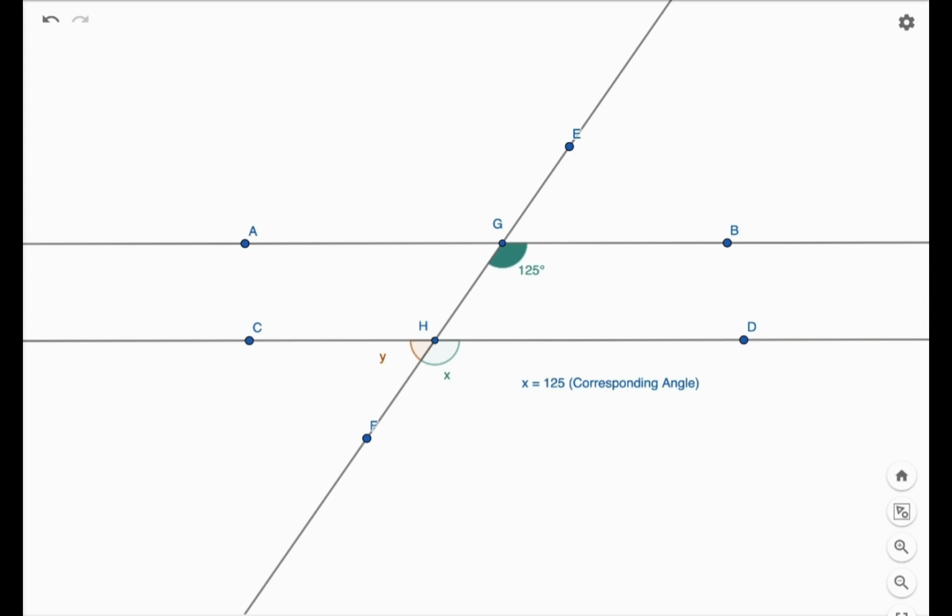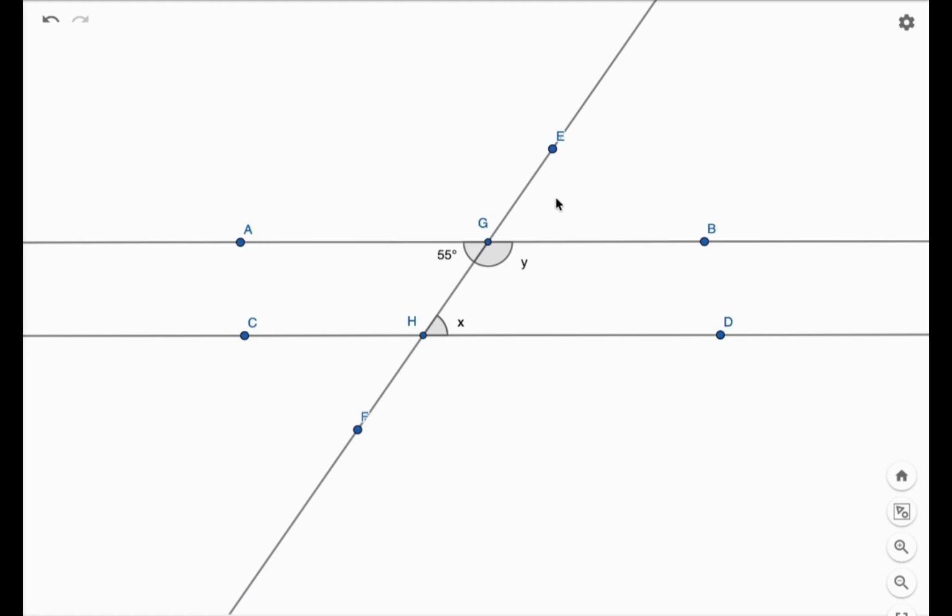Now look at a straight line. X and Y are on a straight line, so these add up to 180 degrees. X plus Y equals 180 degrees. This is a straight line. X is 125, so we put the value of 125. 125 plus Y is 180, so Y is 55 degrees. So we found the value of X and Y.